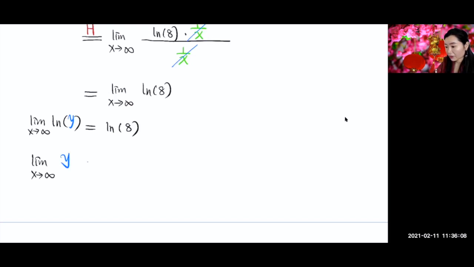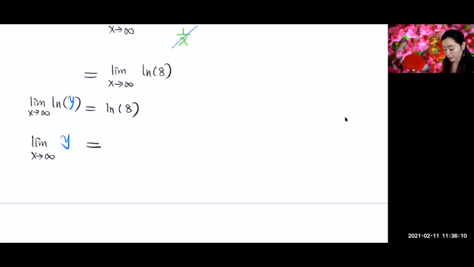So now we try to relate this. We know that e to the Ln of y, the exponential function composed with the Ln function, these two are inverse functions. So when you compose them, they will reverse and give you back this y. So that's equal to y. Remember this one over here.